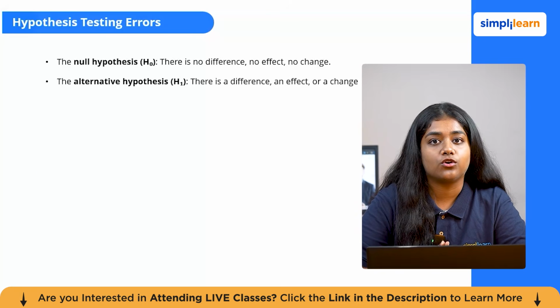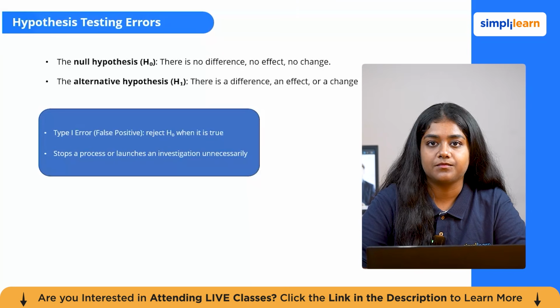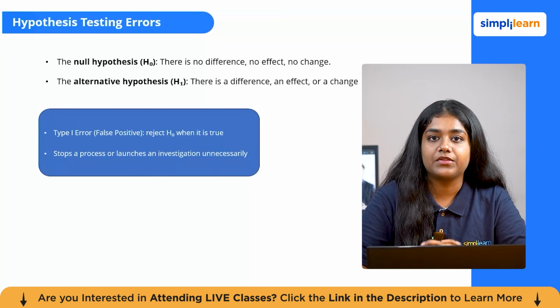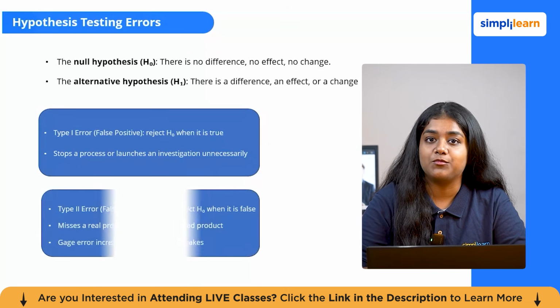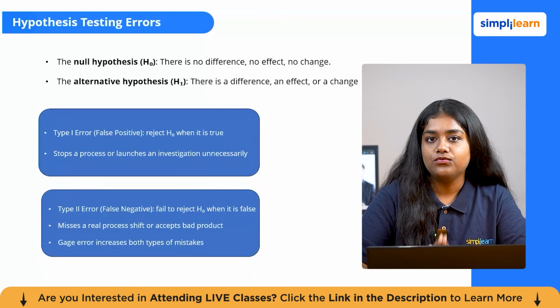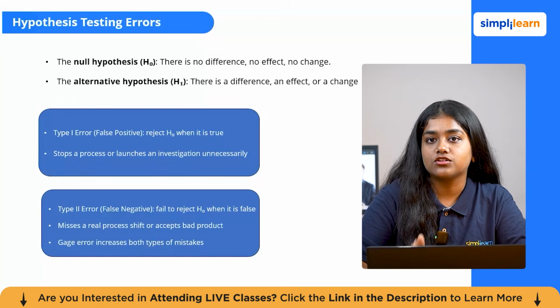But this process can go wrong in two ways. Type 1 error, also called a false positive or alpha error. This occurs when you reject the null hypothesis when it's actually true. You conclude that there is a difference when there isn't one. In quality terms, this might mean stopping a process or launching an investigation when nothing was actually wrong. Next, we have type 2 error. This is also called a false negative or beta error. This error occurs when you fail to reject the null hypothesis when it's actually false. You miss a real difference. In quality terms, this might mean failing to detect a process shift or accepting bad products as good.